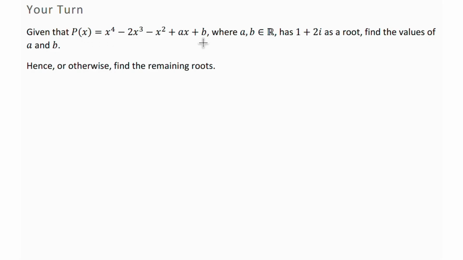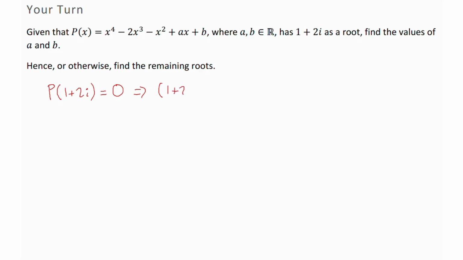Given that p of x is equal to this quartic and 1 plus 2i is a root, find the values of a and b. So first of all, given that 1 plus 2i is a root, that means that p of 1 plus 2i is equal to 0. That's the definition of a root.